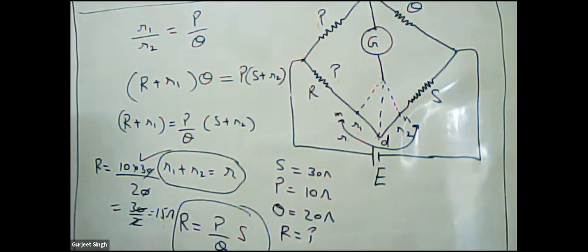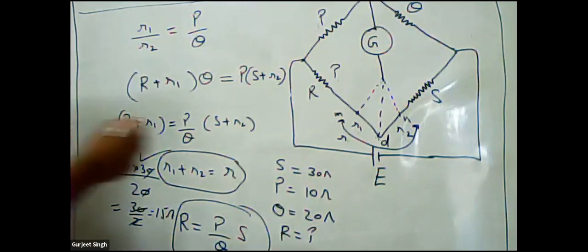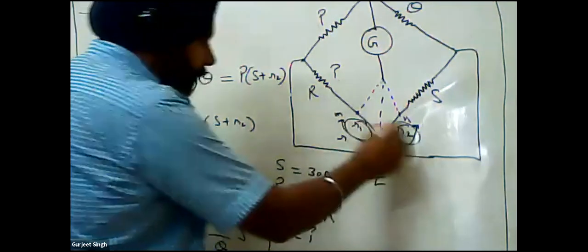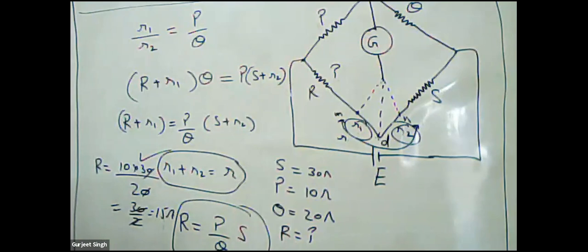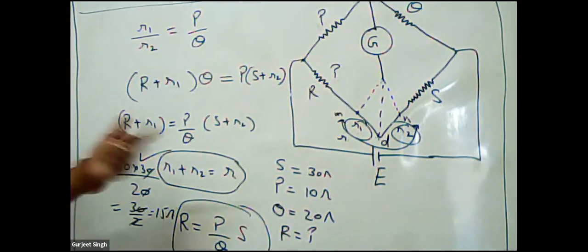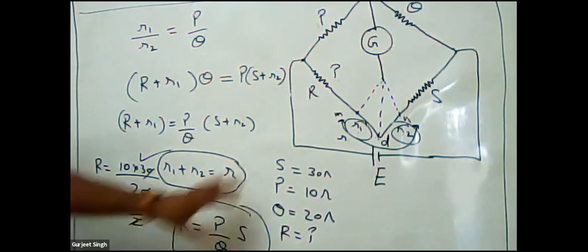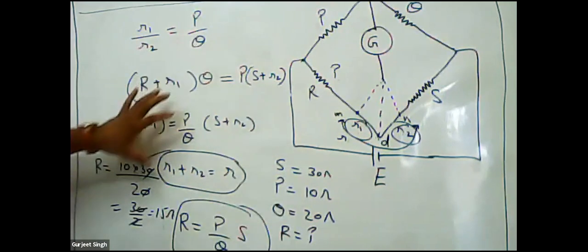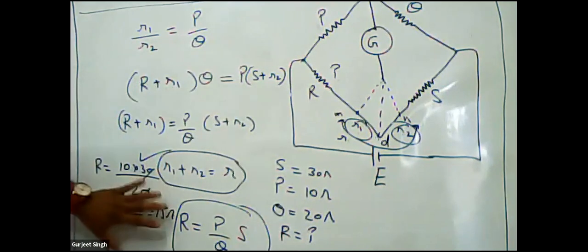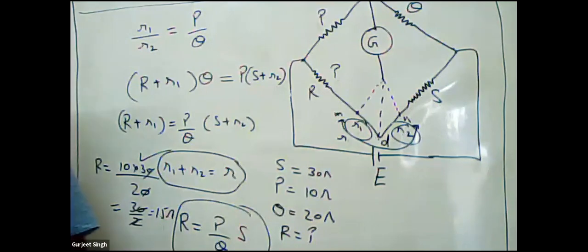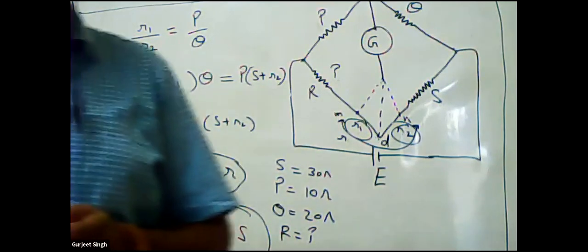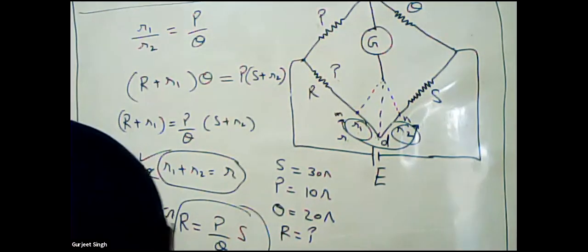In the numerical you have been given the values of the small r1 and the small r2, but those are useless. Those values are not used in the numerical part. So you simply put the values in this equation and solve the numerical. So this is our first bridge, the Kelvin bridge.